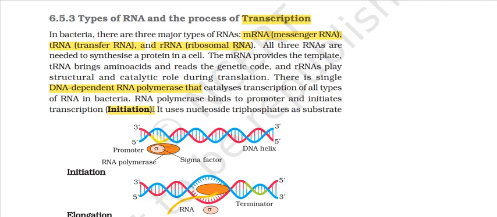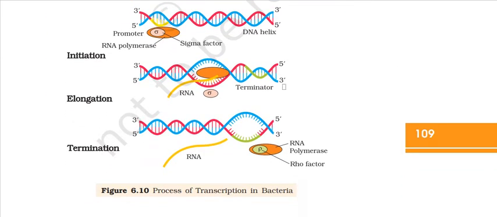Promoter के साथ bind करके will initiate transcription. Fine. It uses nucleoside triphosphates as the substrate. So this is the promoter region, this is the RNA polymerase binding to it. And for the binding part, you need a sigma factor. Fine, this is the DNA helix.